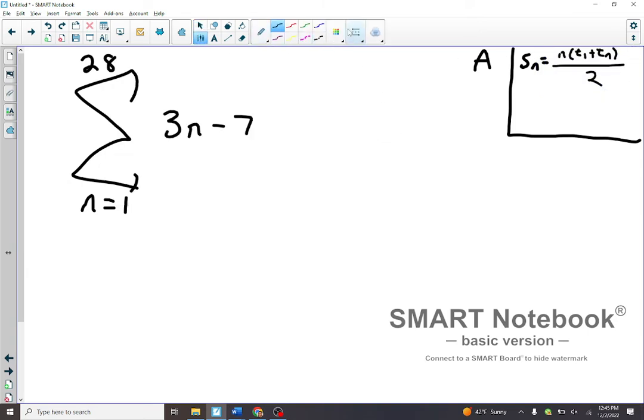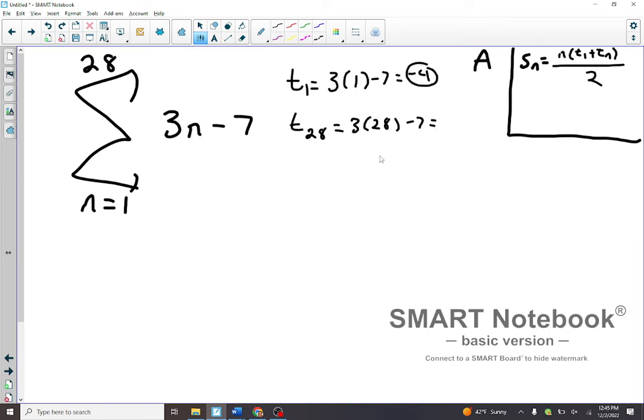But how do we know what T1 is? Well, that's a good question. How do I find T1? In this case, if I need to find T1, I could just plug in 1 into the equation. So 3 times 1 minus 7, -4. So my T1 is -4. I need my Tn, in this case T28. Sn just means sum of this number. And then plug in 28.